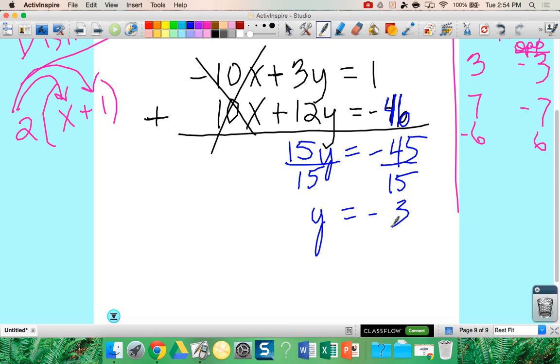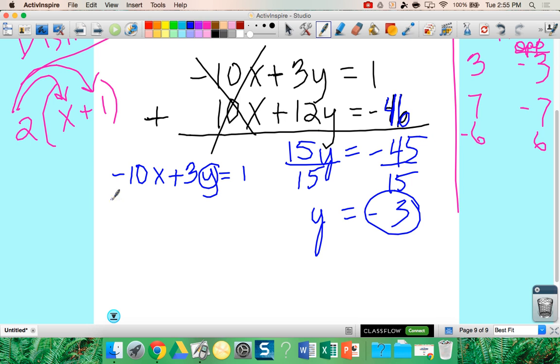But I told you I like to substitute it into the top one, but you don't have to do that. What was the top equation? Negative 10x plus 3y equals 1. Negative 5x minus 6y. Okay, so since we solved for y, I'm going to take that y value and I'm going to put it where y is in one of the original, okay? You could have chosen that bottom one. It wouldn't matter.